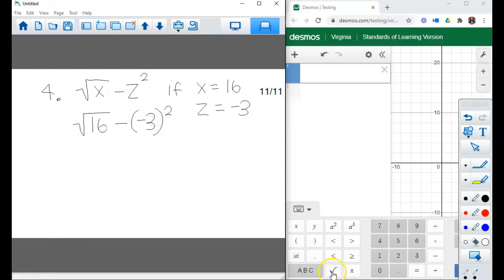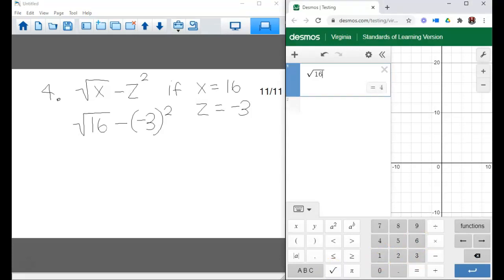Now, you're going to do the square root of 16. Now, I want you to notice that this flashing cursor is inside of that square root symbol. So if I try to keep typing, notice the square root symbol gets longer. I don't want that. My minus z squared is not under that square root. So here's what you're going to have to do.